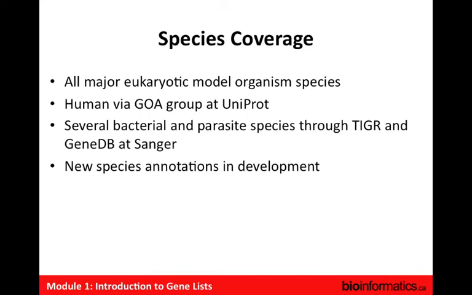All major eukaryotic model organism species are covered by gene ontology annotations. The UniProt database, which is a big protein database based mostly in Europe, has a gene ontology annotation group that is responsible for human annotations. Most model organism databases will also have their own gene ontology annotation groups that are focused on updating these annotations. A number of bacterial and parasite species are available as well. Some of these are more automated, and there are always new species annotations in development.